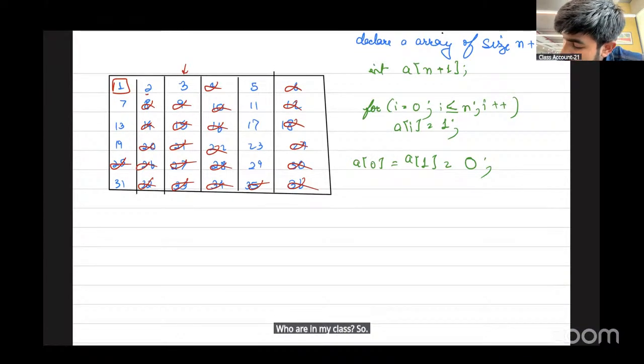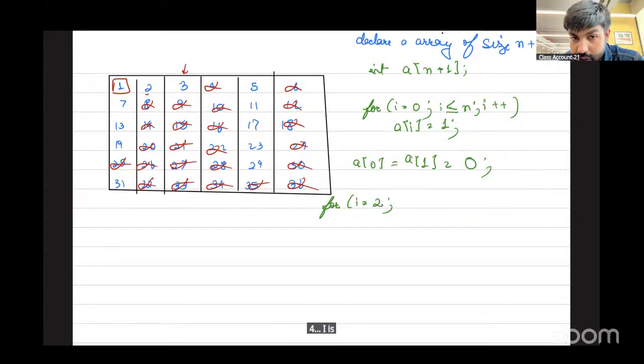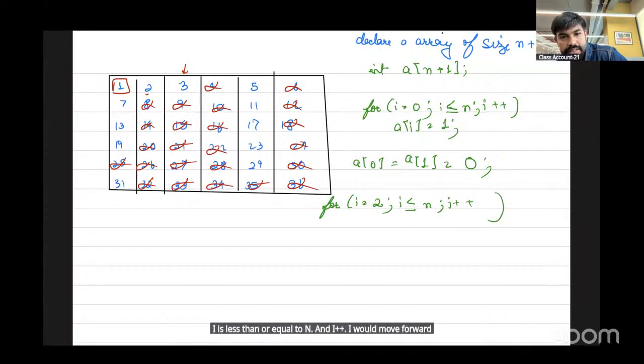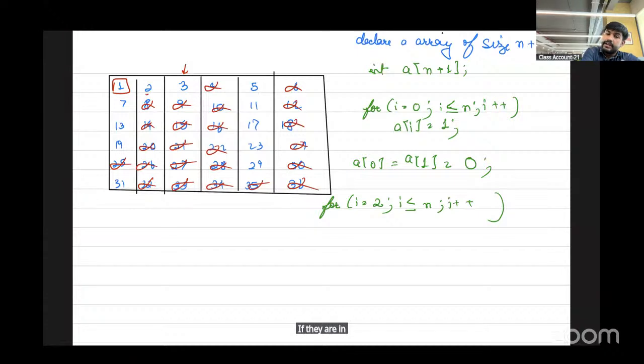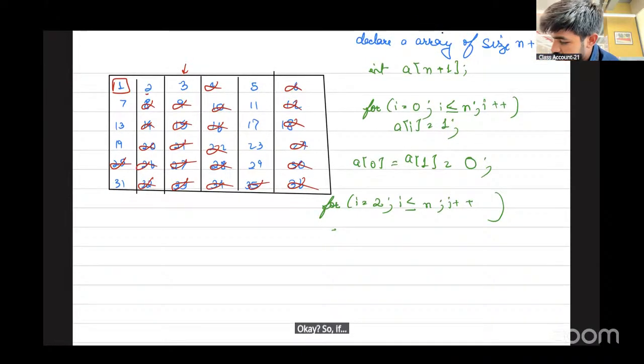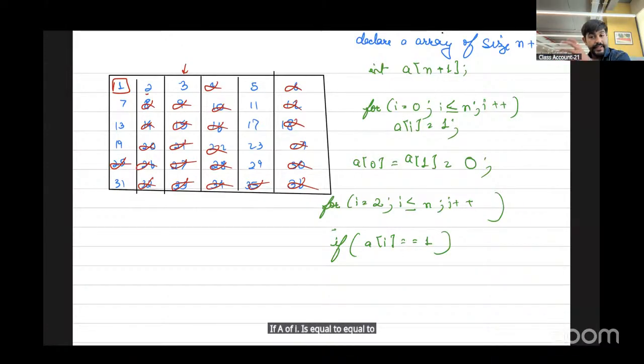Now I would move forward and mark the people who are in my class. So for i equals 2, because 0 and 1 are marked, i less than or equal to n, i plus plus. I would move forward through all the students. If they are still in my class, because when we went to 4, 4 was not in my class. So if a of i is equal to 1, that is, if this person is still in my class, then isolate all the friends of him.